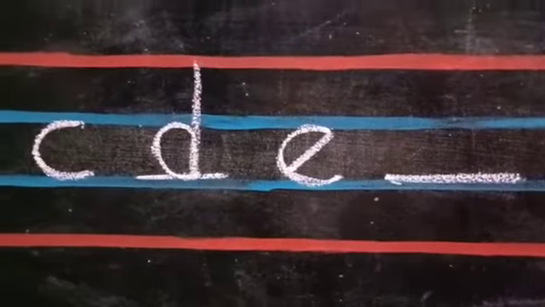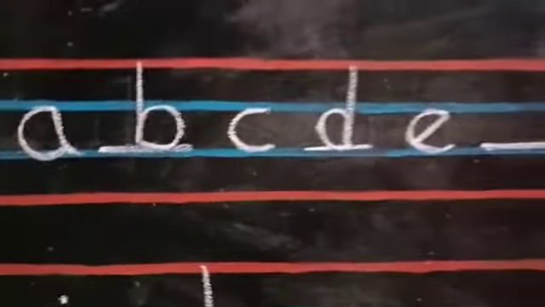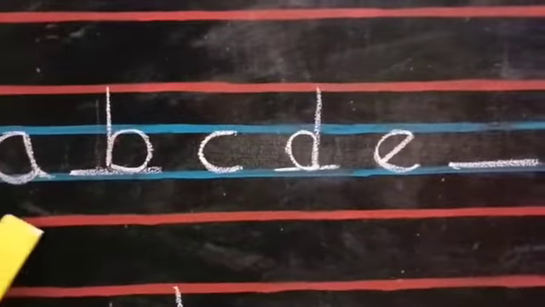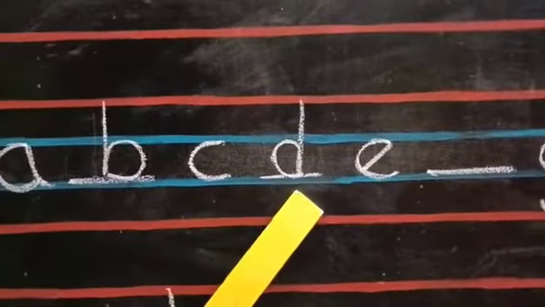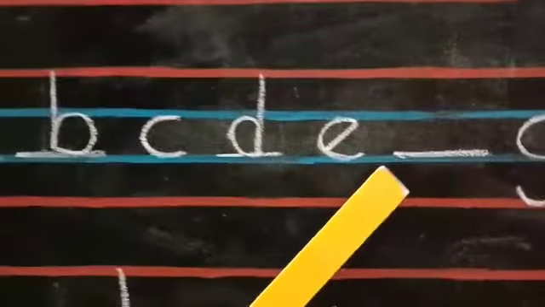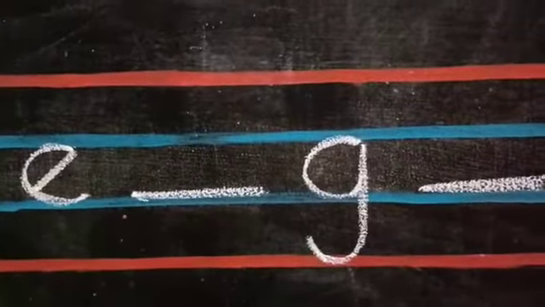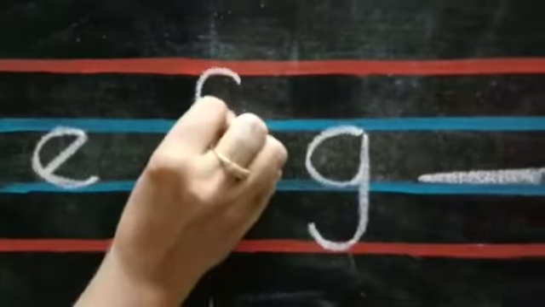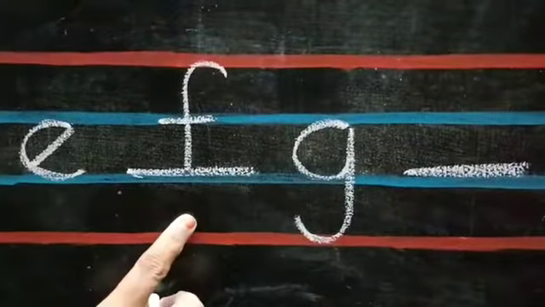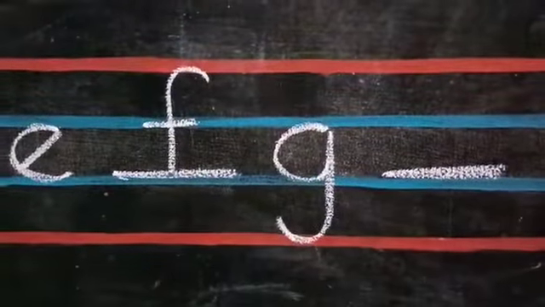What letter is missing? If you don't know, what you should do? You should read from the beginning. A, B, C, D, E, F. Yes, F is missing. So we have to write small f. Small f. F, G. What letter should come here?